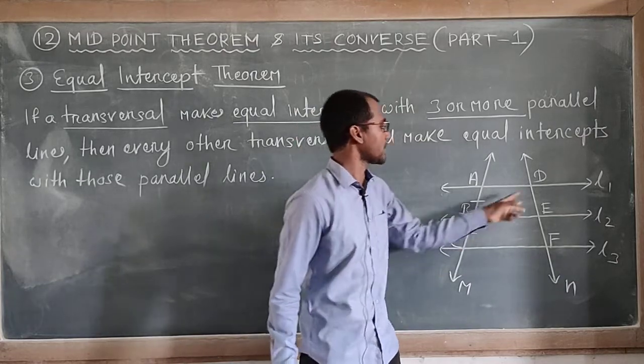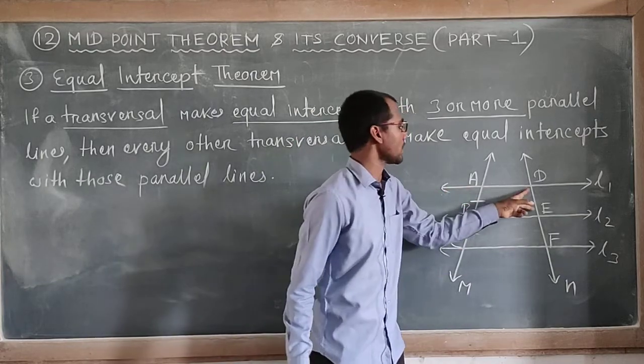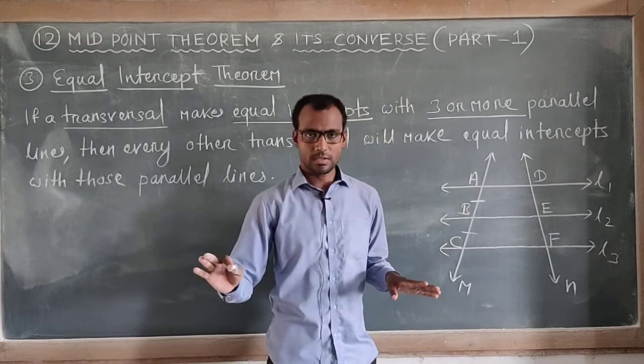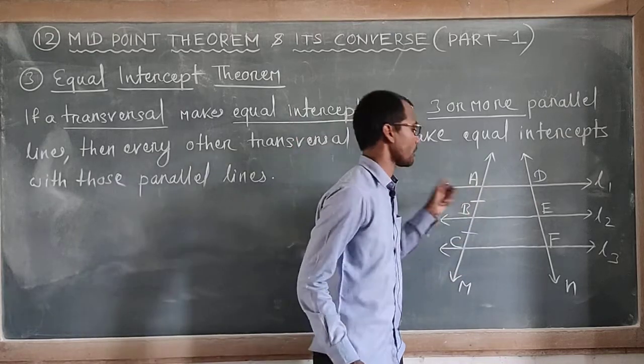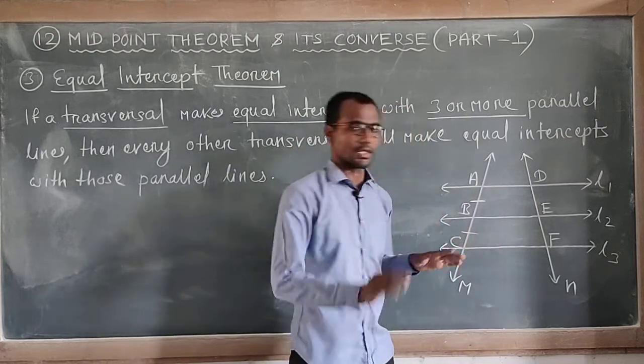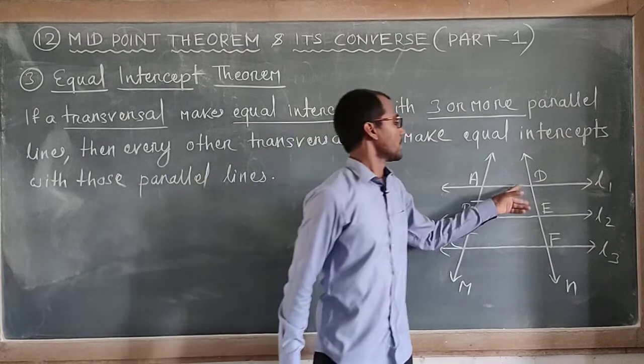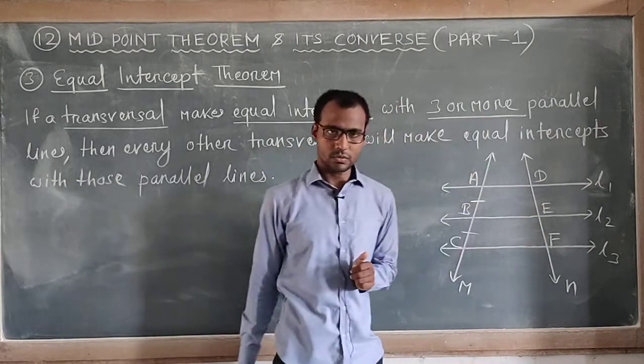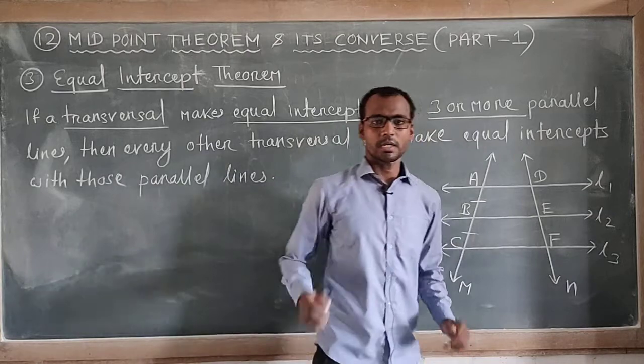Okay, I cannot say that DE is equal to AB. DE may be equal to AB, may not be equal to AB. Don't think that DE is equal to AB or EF is equal to BC. No, I am just saying that DE will be equal to EF. So these two will be equal. Let us prove this.